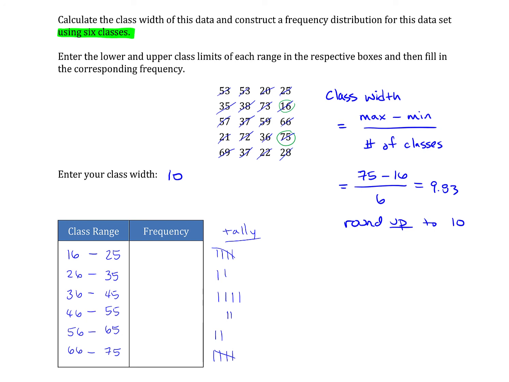Now we can fill in the frequencies. I have a frequency of 5 for the first class because there's 5 tally marks, and a frequency of 2 for the second class, then 4, 2, 2, and 5 for the last class. And that's our frequency distribution.